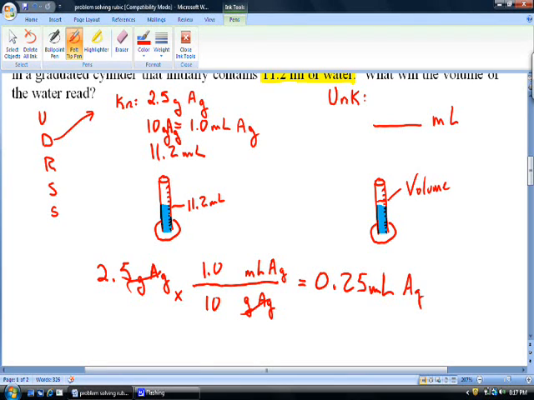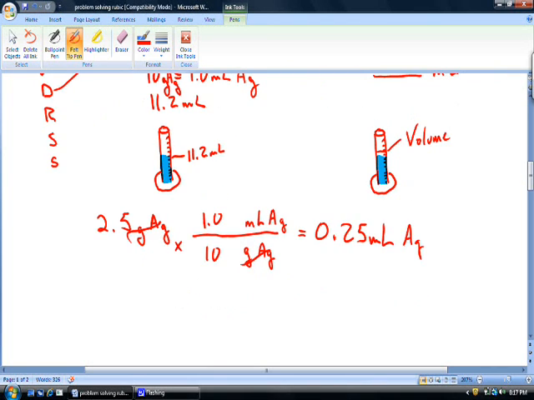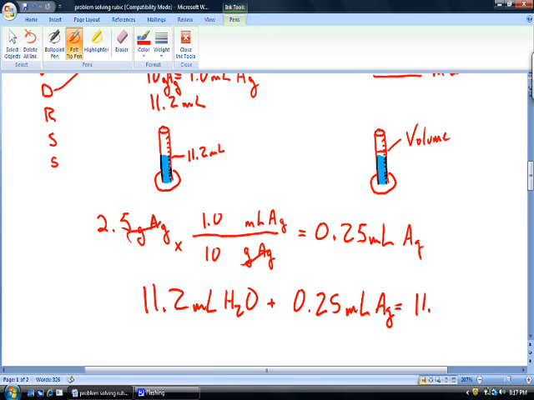Now, if we add that to the 11, I'm just going to go down a little bit here. If we add the 11.2 milliliters of H2O and the 0.25 milliliters of silver, we will now have a total of 11.45 milliliters. That is this volume.